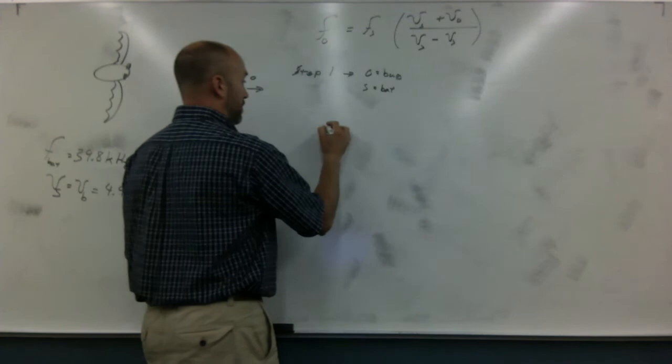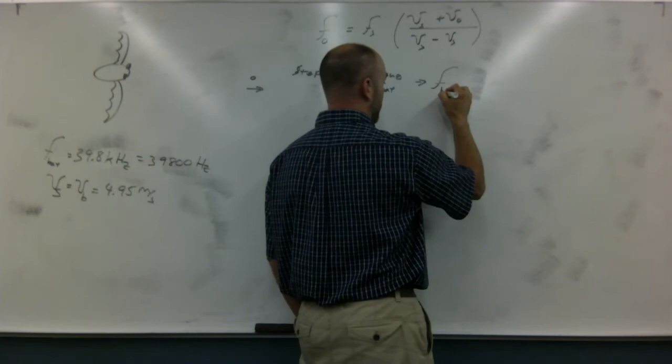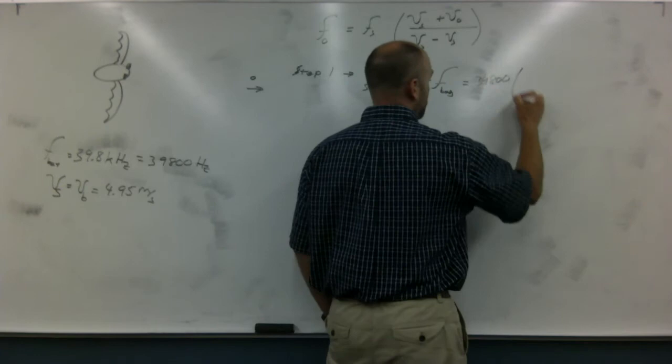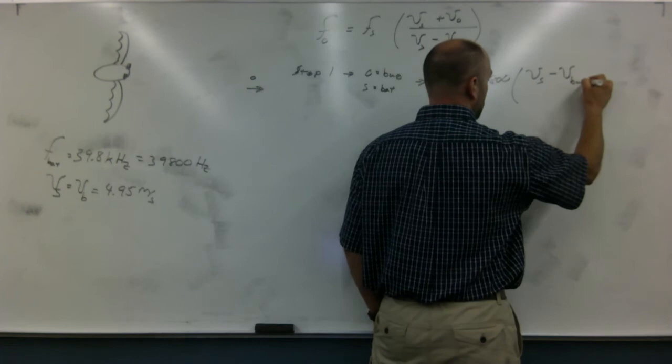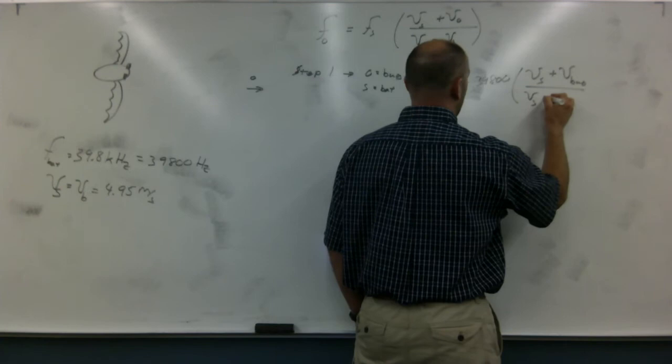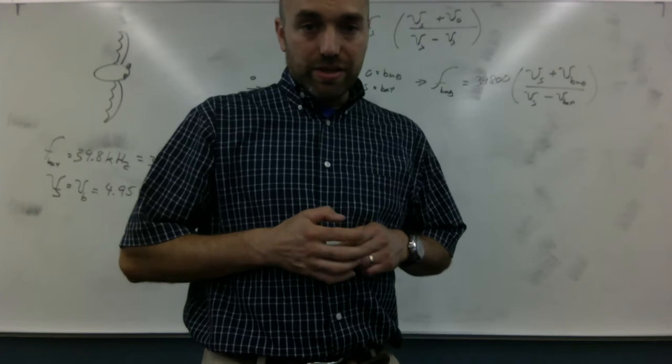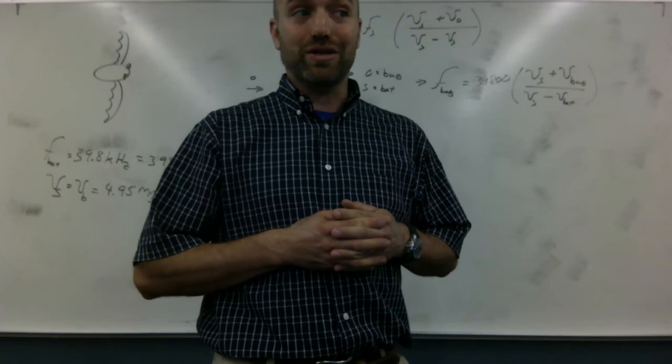So now, this is going to tell us that the frequency observed by the bug is equal to the frequency of the source, which is 39,800 of the bat, times the speed of sound, which it probably gives you, plus the speed of the bug, divided by the speed of sound, minus the speed of the bat. Now, the bat is chasing an insect, and it does tell you, flying in the same direction. So which way is the bug flying? That way. Same direction as the bat.